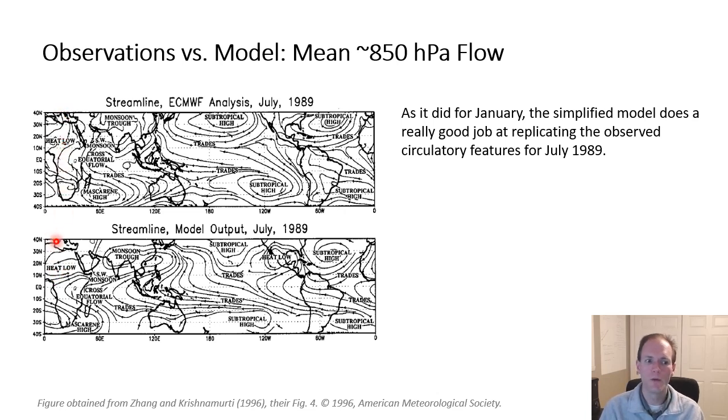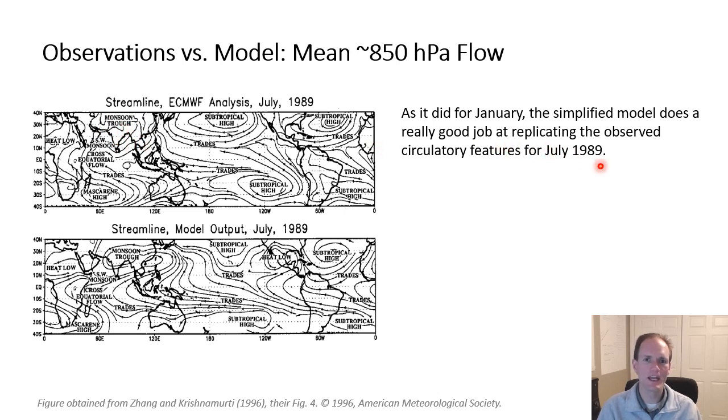However, a corresponding feature in the Sahara Desert is reasonably well depicted in both the analysis and the model output. But in particular, we get this cross-equatorial flow coming from the southeast and then spinning around to the southwest and then spiraling cyclonically into this monsoon trough, monsoon circulation over India and Southeast Asia in both the model output as well as the actual analysis.